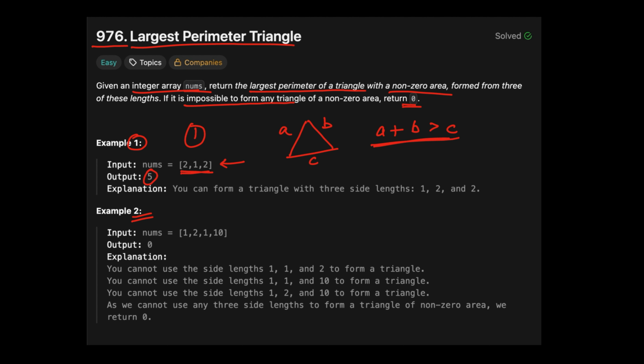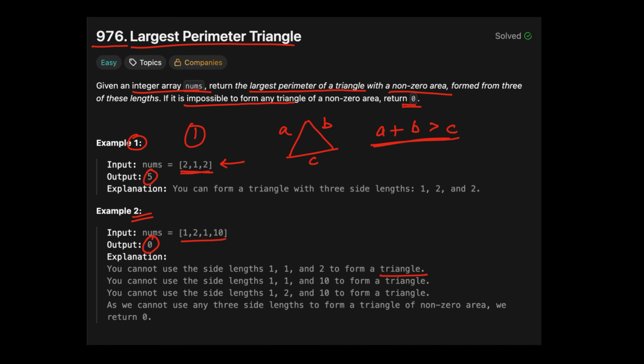But in example number 2, we have a total of 4 inputs in the array, which means we can build at least 2 triangles, which could be valid depending on the values. With these inputs, it is not possible to build a valid triangle. Hence, the output is 0. The problem statement is very straightforward and easy to understand, and so is its solution.